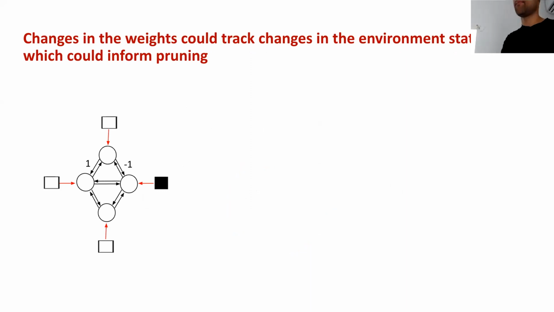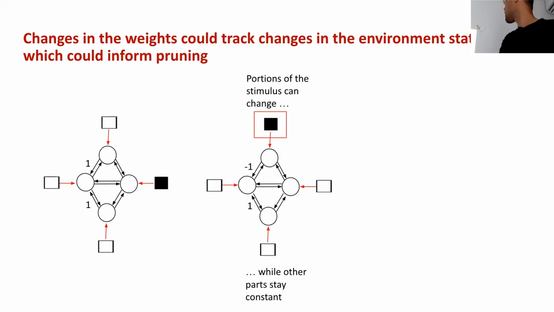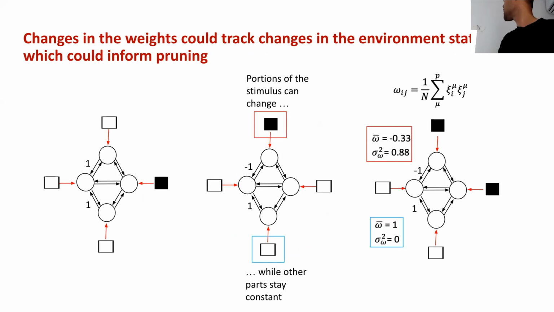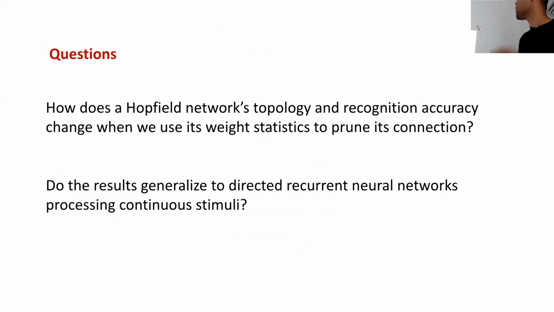So I will skip that part. I think that's better. And I will go directly to the question, which is based on all the things we've seen before. It becomes natural to ask, how does a Hopfield network's topology and recognition accuracy change when we make it sparser? When we try to make it much closer to the cortical connectivity pattern, if I remove 90% of its connections, can it still maintain its ability to reconstruct a stimulus? And how does the topology change?